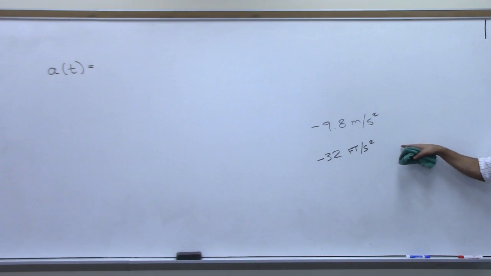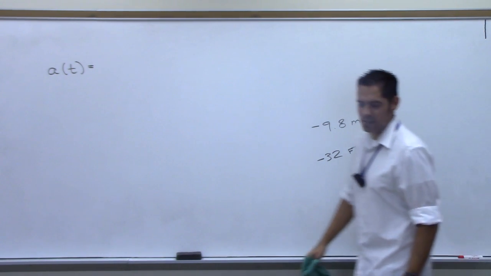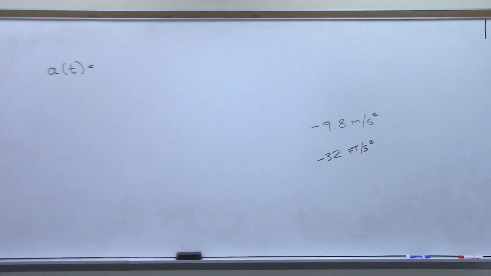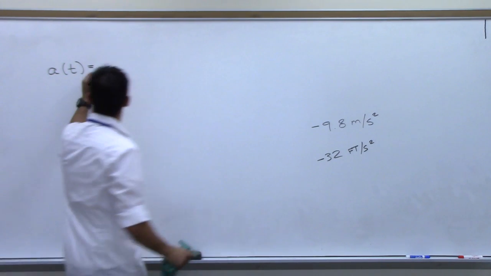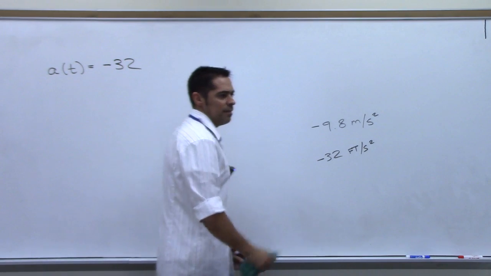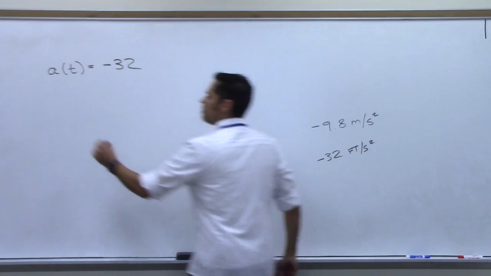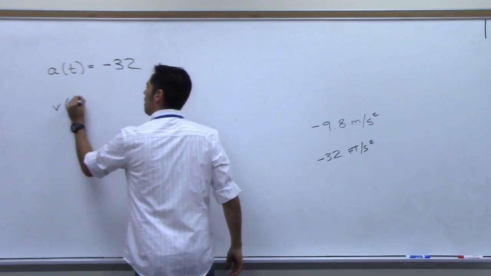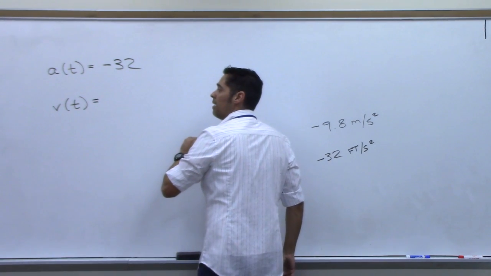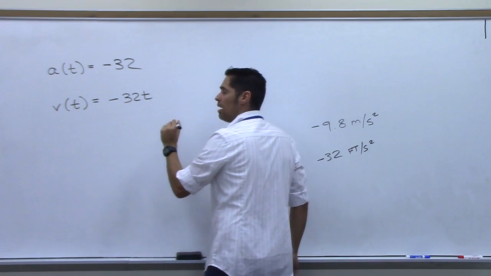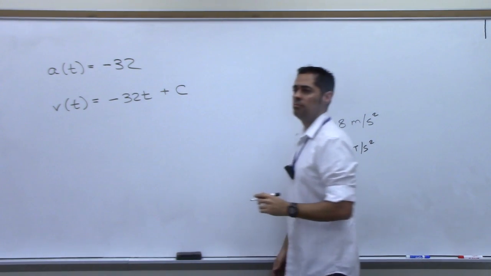Let's assume Earth, and let's assume that we're averaging out. Of course, it's different if you're further away, right? So let's just assume that. On Earth, all objects, if you just let them go, have an acceleration of negative 32 feet per second squared. If you go backwards and find the velocity, the antiderivative of that would be negative 32t, plus some constant that I don't know.